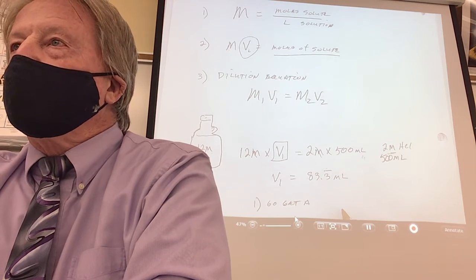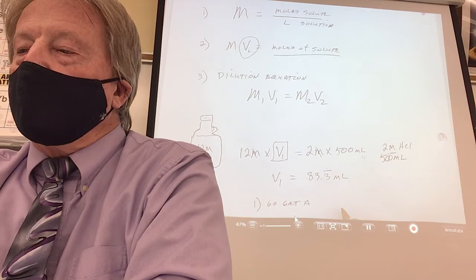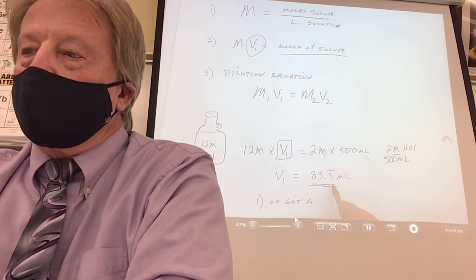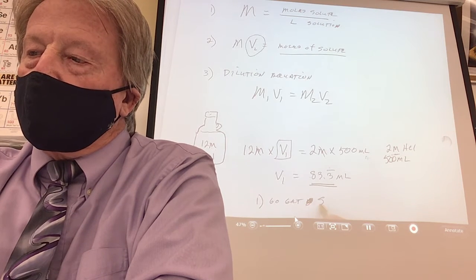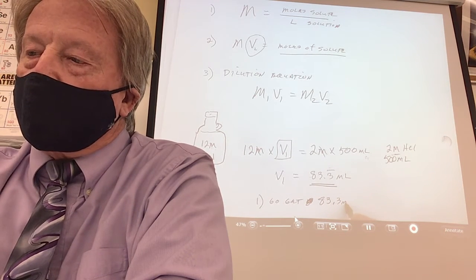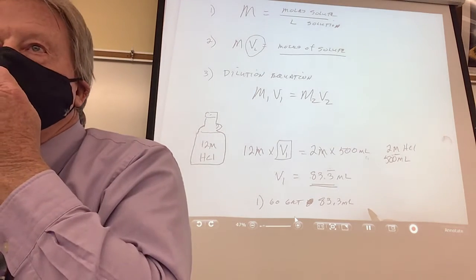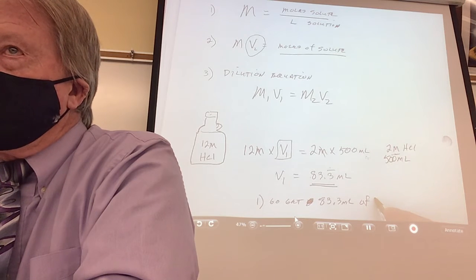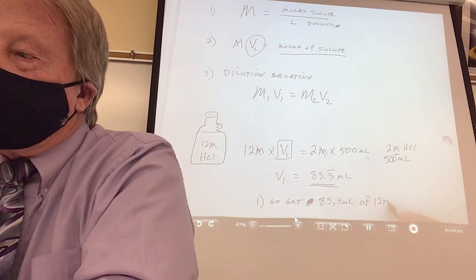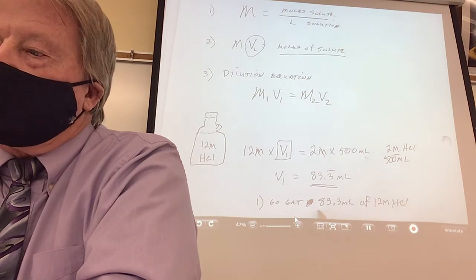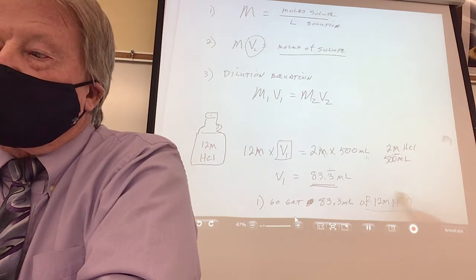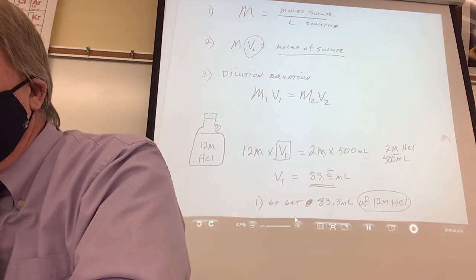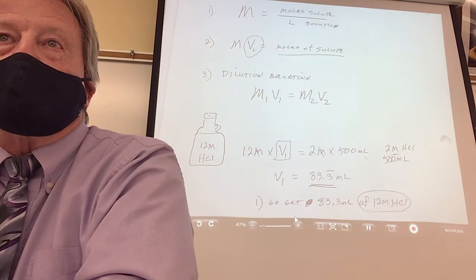What am I going to go get? Oh, I see. I think step one would probably be to go ahead and get this out, wouldn't it? Let's say go get 83.3 milliliters of what? Of what? Yes, yes. Go get 83.3 milliliters of that really dangerous 12 molar hydrochloric acid. Go get it. All right, so I got that. I use a graduated cylinder usually to do that.